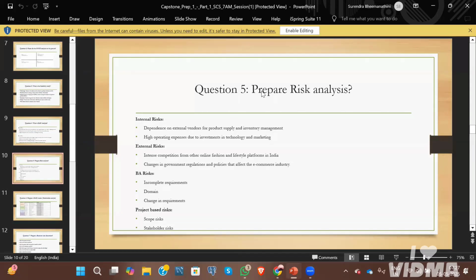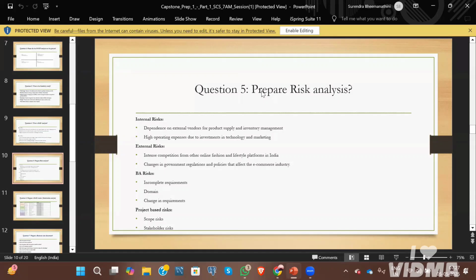Internal risks are the risks that you might face internally in your team, and external risks are the environmental risks, such as change of government regulations, policies, and everything that can affect your e-commerce industry. Those will be counted as external risk, which you don't have a say on. Coming to BA risk and project based risk.